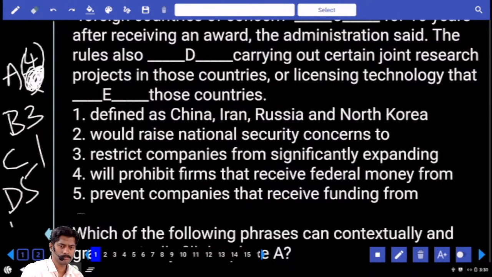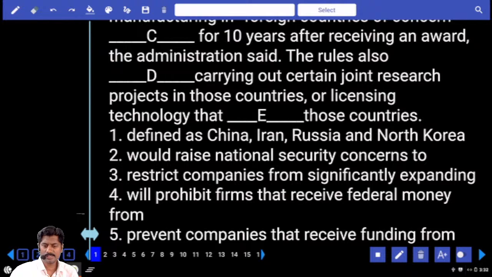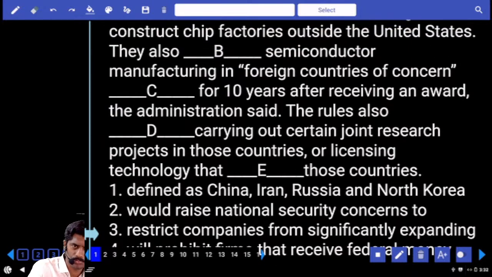And last one, E remaining, second option. Or licensing technology that would raise national security concerns to those countries. In fact, this has become easier than the rest of the 2 sections. Am I correct? How many marks can we get from these 3 sections for sure? In this section, out of 5, can we score 3? Easily, like damn sure.